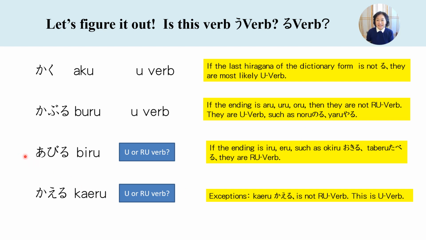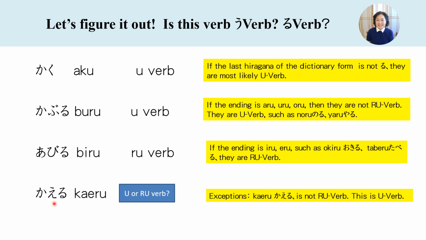How about the next word, 浴びる? 浴びる actually means to receive something poured from above. So this verb is often used with taking a shower, implying the act of receiving water poured from above. So is this U or Ru? This is a Ru verb because the ending is iru, abiru, and they are Ru verbs.